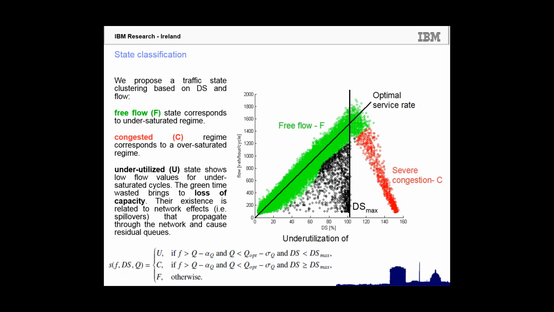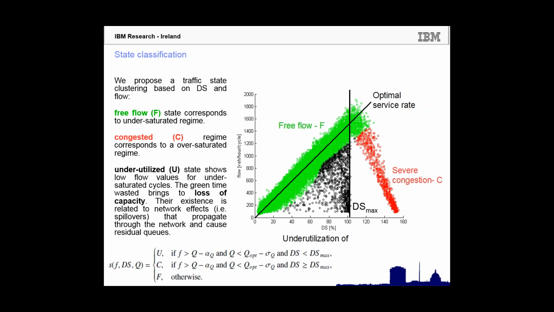So at each cycle length, at the end of each cycle length actually, we have a measure of the degree of saturation as a measure of how efficiently the last green time has been used, and also the flow, so how many vehicles the traffic lights have served during the last green time. So the SCATS control system in its present form is mainly, I would say, focused on how the degree of saturation works.